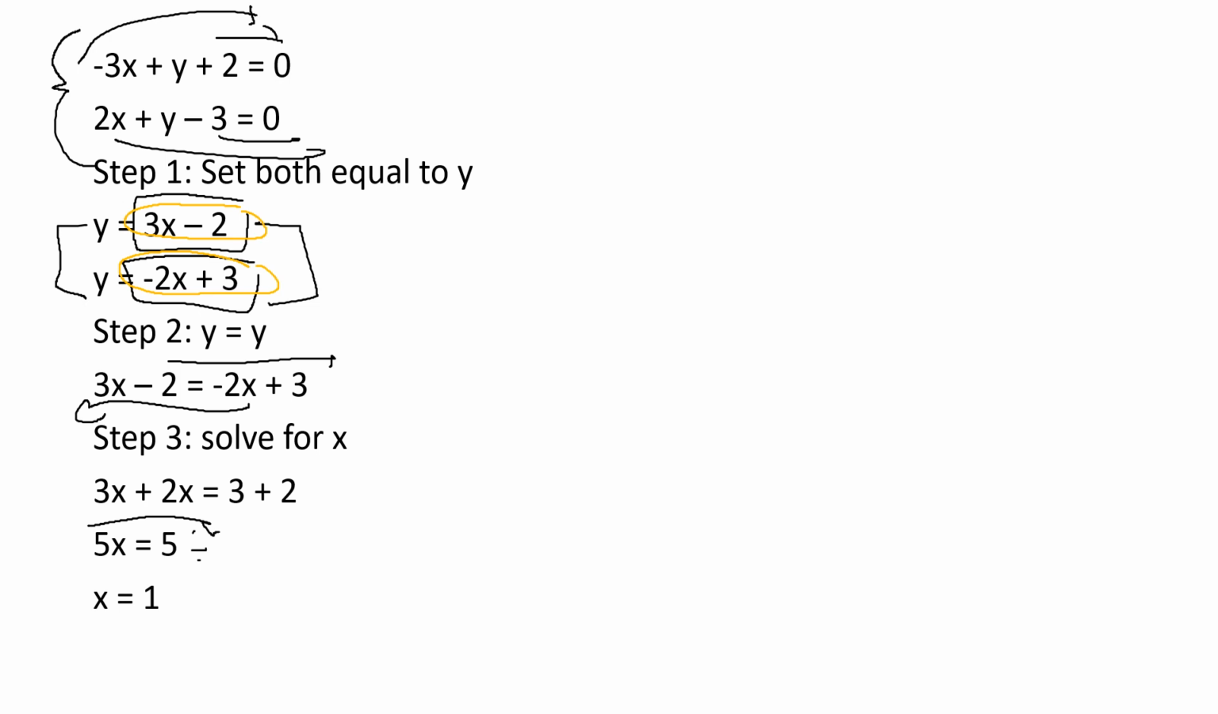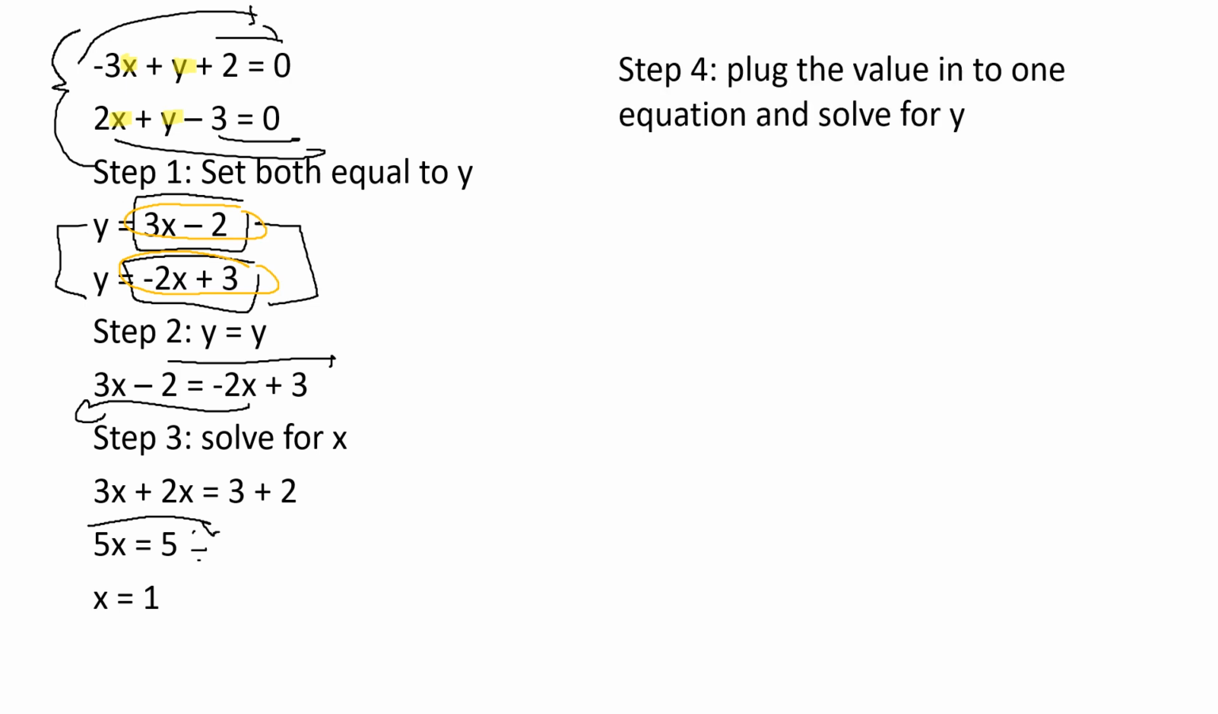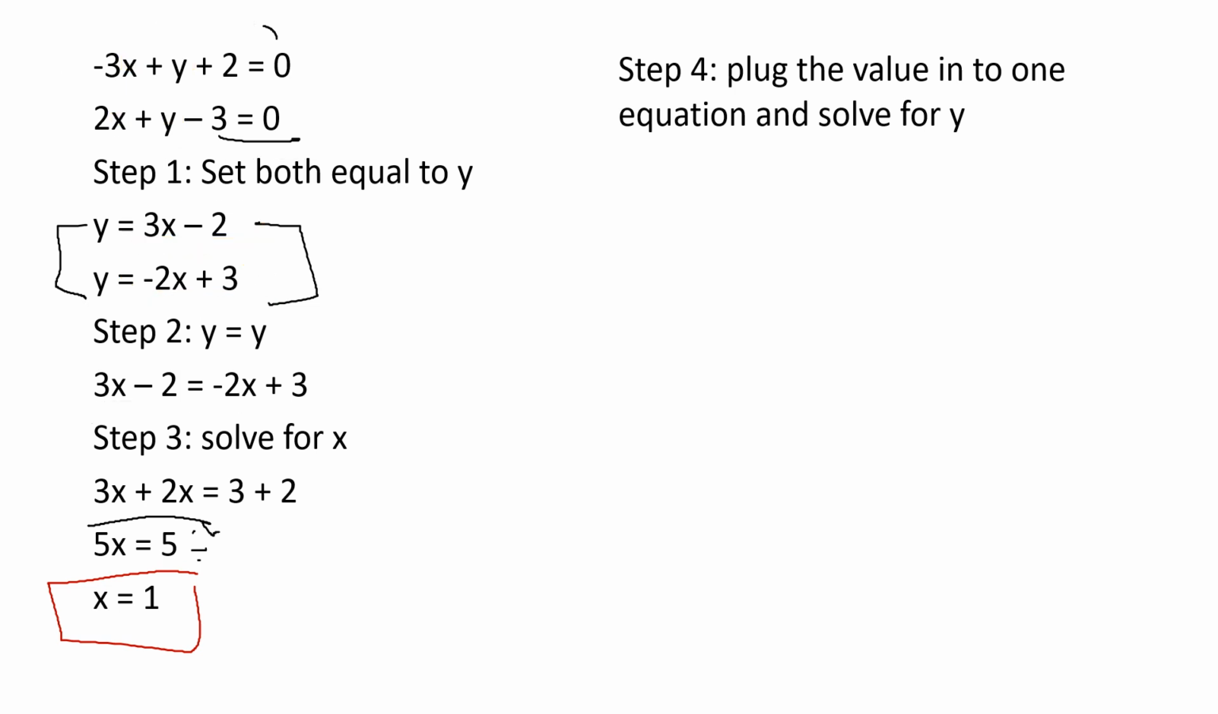Now, we're not done because we have two variables. We have an x and a y. So I have to solve for x and y. I have to solve for both of those. Higher level, you'll have an x, a y, and a z, and you'll have to solve for all three. But for today, just x and y. So my next step is to take what I just found. I just found x equals 1. I'm going to plug that into one of these equations, and I'm going to solve it for y.